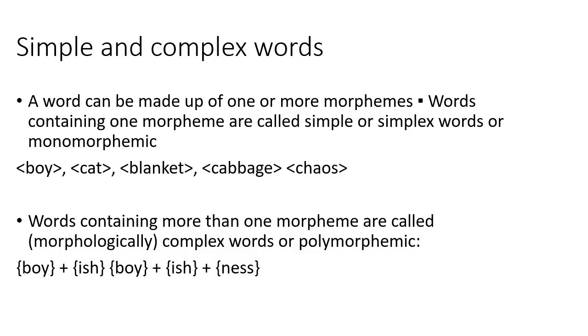Now, a word, as we've seen, can be made up of one or more morphemes. Words containing one morpheme are called monomorphemic. They're also sometimes called simple words. So we can have things like cat, blanket, cabbage, chaos. We can't break those down any further. We can't break them into other morphemes. But notice again that cabbage and blanket have more than one syllable, but they are monomorphemic.